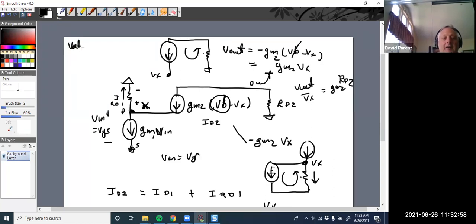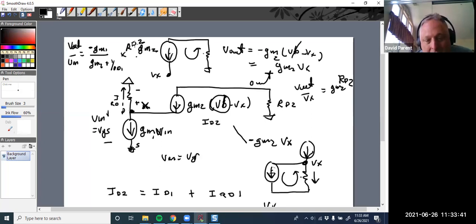So now V out over V in equals GM1 over (GM2 plus 1 over RD1) times GM2 RD2, and then you have the minus sign. So it was minus. And then one of the questions was, what if the drain resistance on 1 goes to infinity? Well, then this drops out, the GM2s cancel out, and you just have minus GM1 RD2.